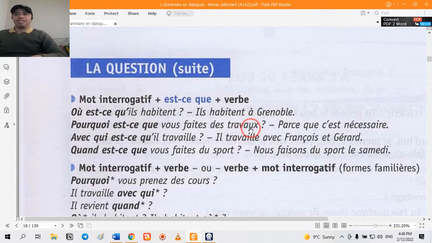The second question is a question with the question word pourquoi. Pourquoi means why, and again with est-ce que. At first with intonation you can say: pourquoi vous faites des travaux? Or vous faites des travaux pourquoi? You can put pourquoi at the end.